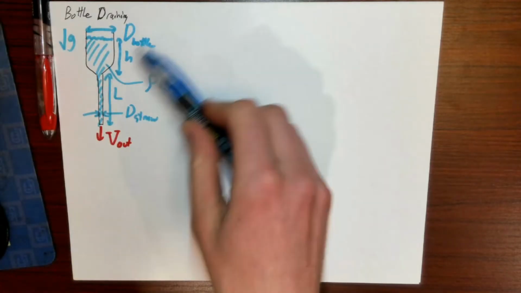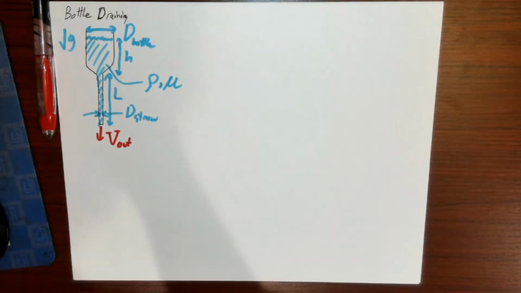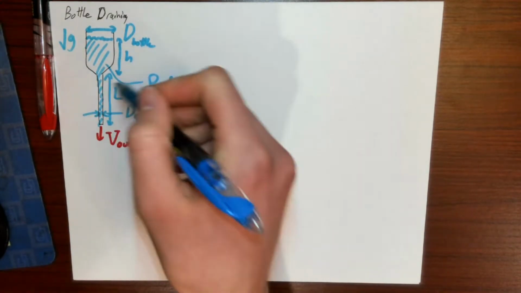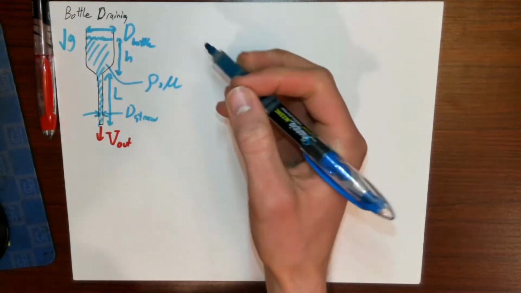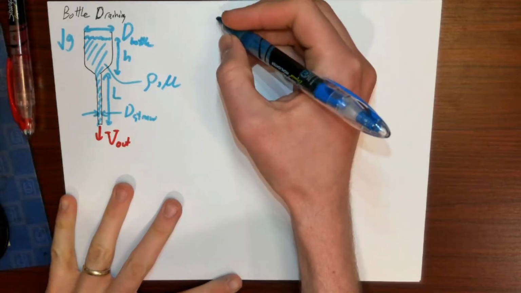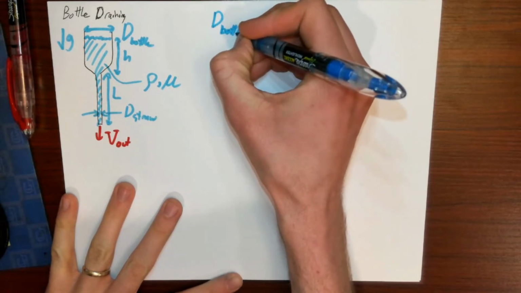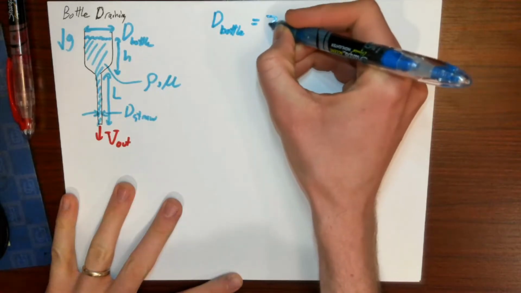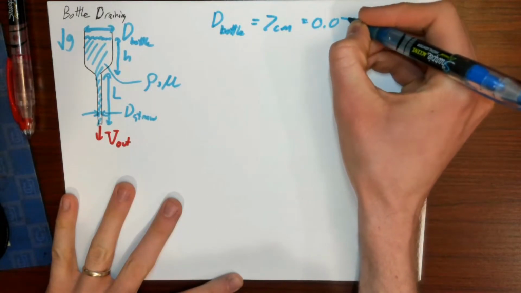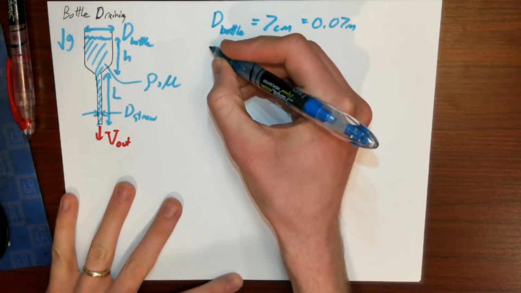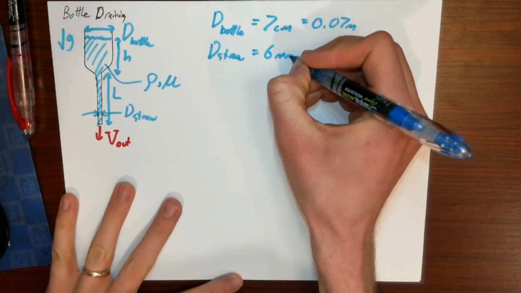So if we wanted to put some actual numbers to these, again, I don't think these are the exact numbers that existed in my cup straw situation, but they are numbers that existed in an earlier version of this demo where I had a bottle. We can put our knowns here. Let's say the bottle is a 7 centimeter diameter bottle. Let's say the straw is a 6 millimeter diameter straw.